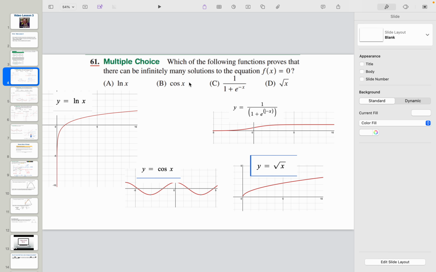So if you got it, give yourself a star or a smiley face. And if you didn't get it, maybe explain your error to yourself.